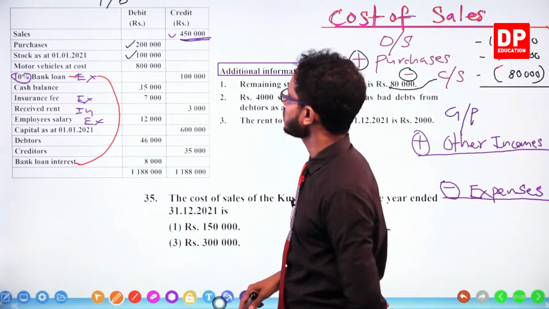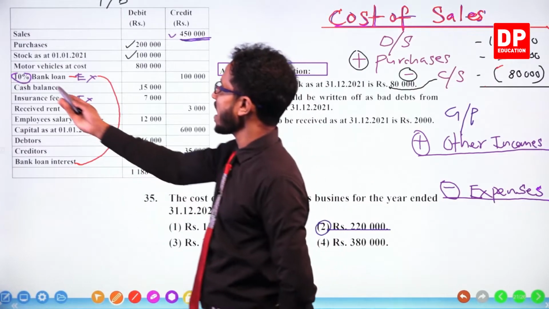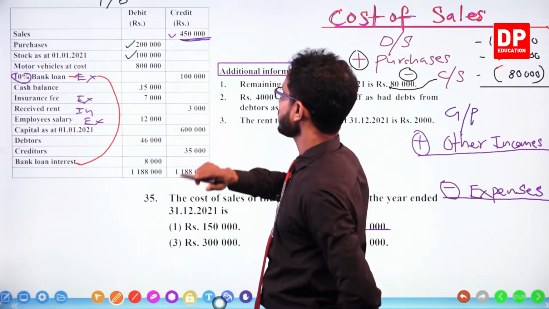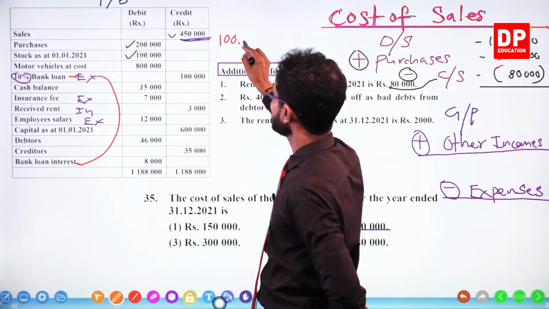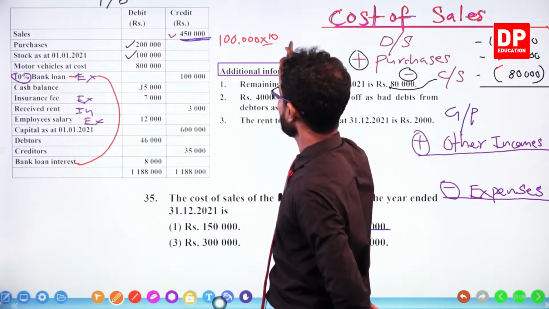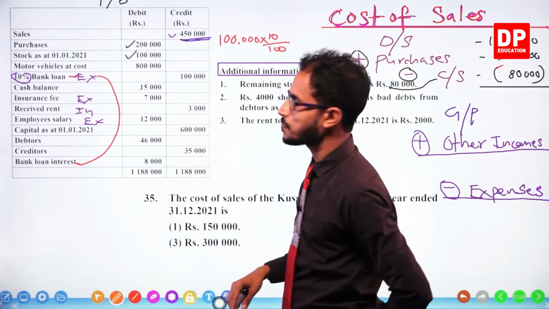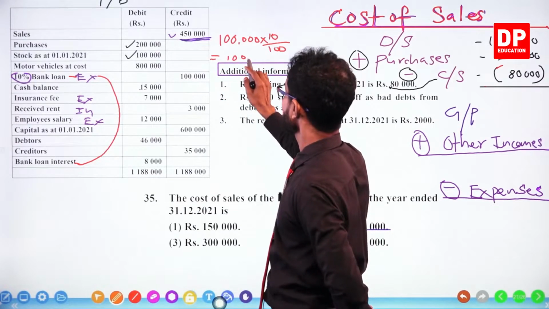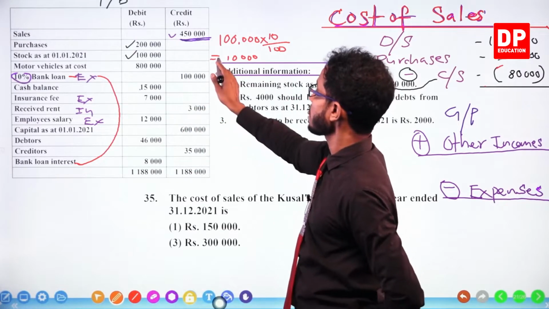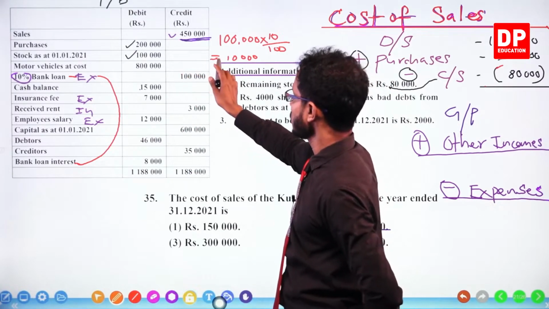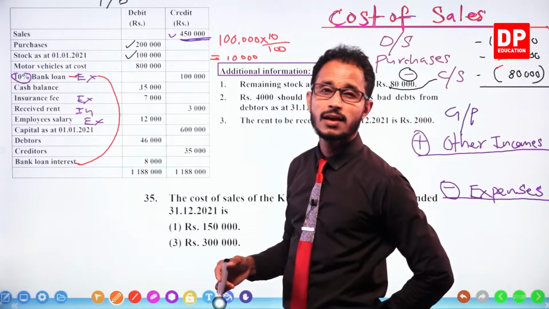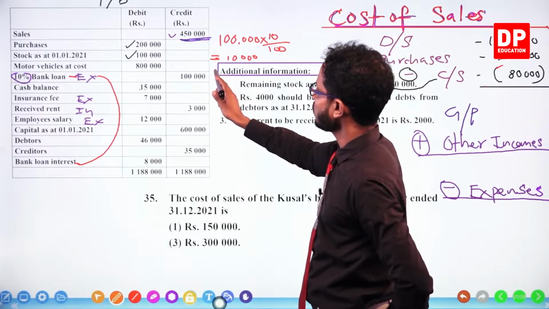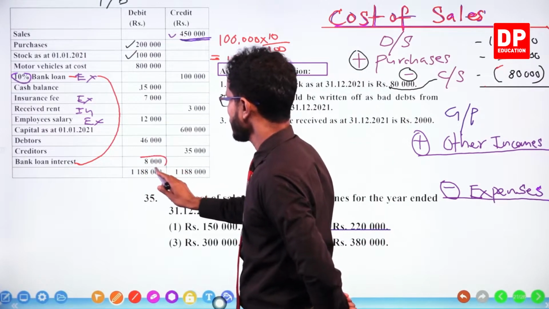Okay, let's work it out. 10% is the bank loan interest given. Bank loan is 100,000 into 10 over 100. Answer is 10,000. Got it? Okay. 10,000 is the bank loan interest, but the given interest is 8,000.